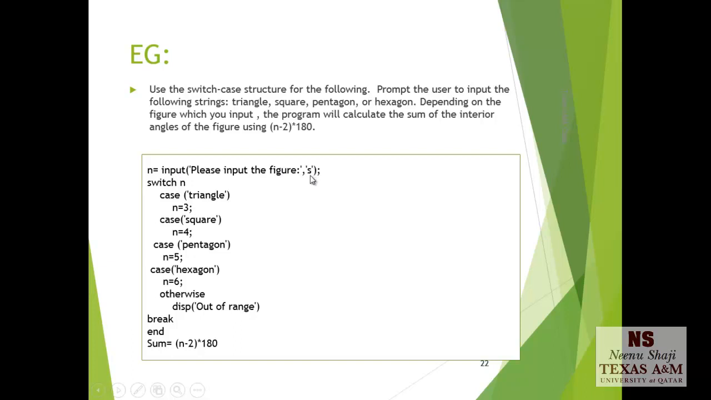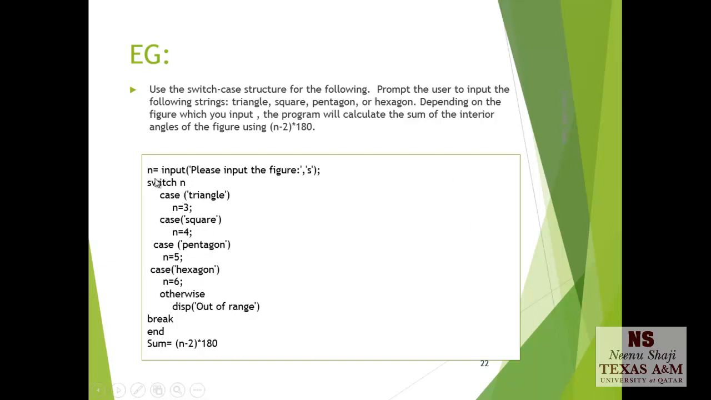Notice that we are using the letter S, which stands for a string, because the user will be inputting the name of the figure, which is a string. So the switching is happening for n. Switch n, case, we put the string triangle, then if there is a match, n has to switch to 3. Similarly, square, so n will be 4, pentagon, n is 5, case hexagon, n is 6.